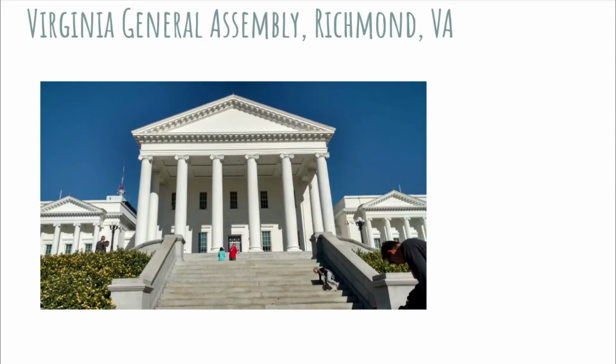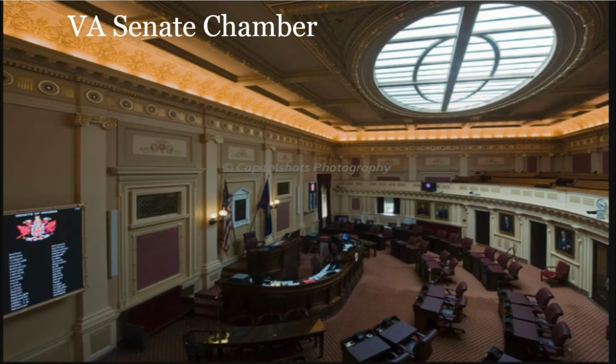So the Virginia General Assembly is located in Richmond. Some of you may have been here, some of you may not have. So this is an inside look at the Senate chamber itself. This is where they would all meet.